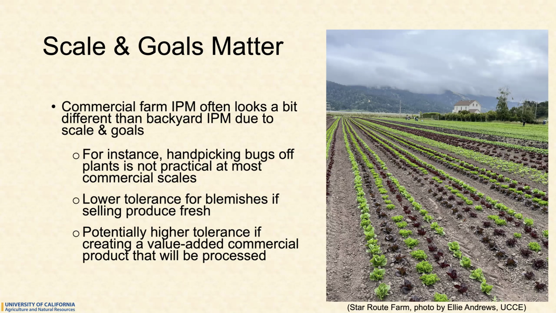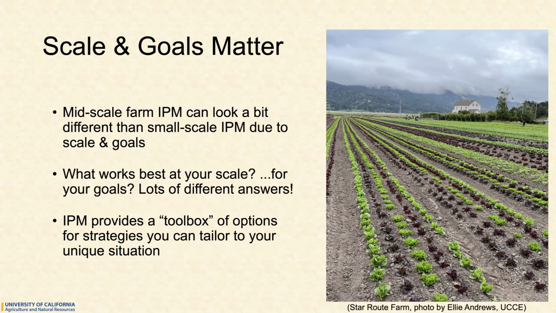There's going to be maybe lower tolerance for blemishes if you're selling produce fresh versus if you're processing for a value-added product. Potentially, you might have tolerance if you are creating a product that's going to be processed. Mid-scale farm IPM or large scale can look a lot different than small scale IPM due to those differences in scales, goals, constraints, equipment you might have or not have.